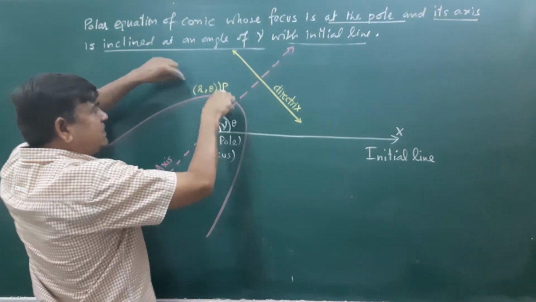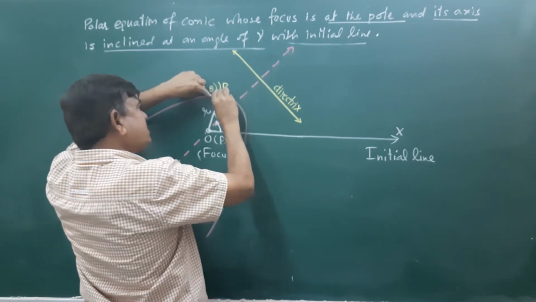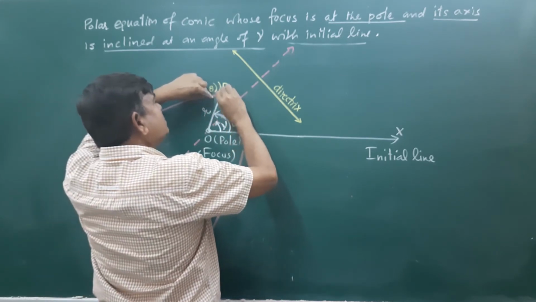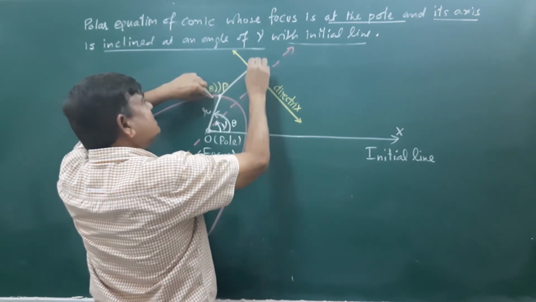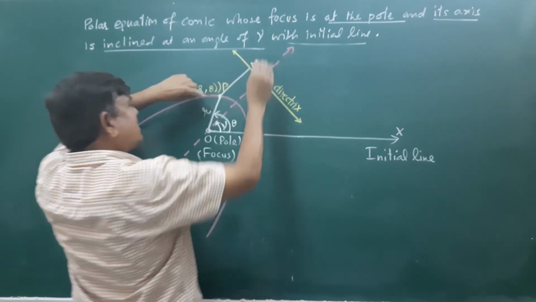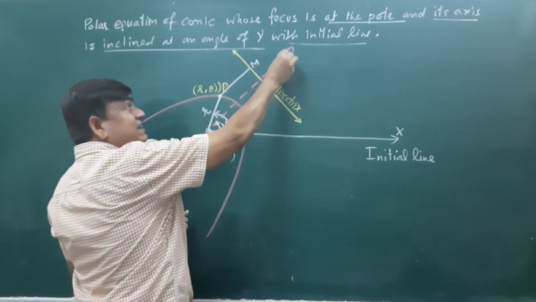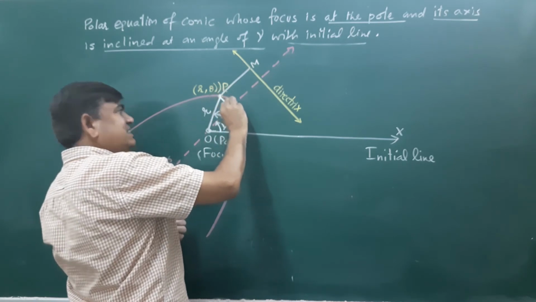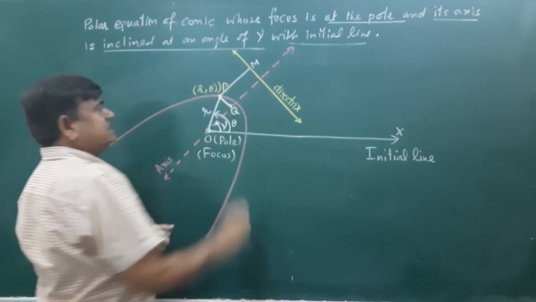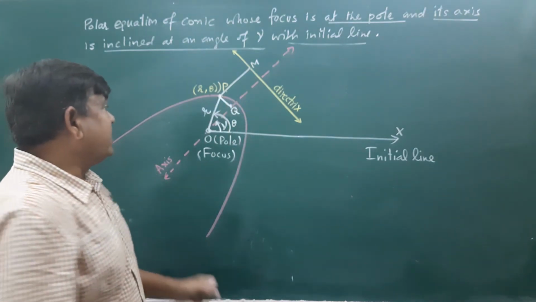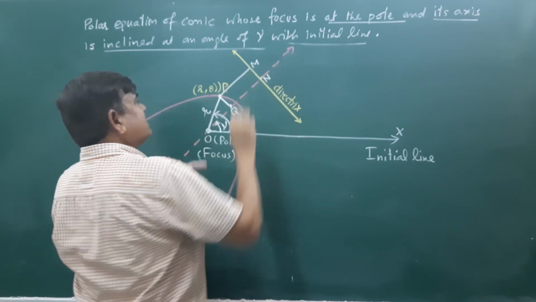Now the distance of P from the focus is R. Now we draw the perpendicular from P to this direction. So here it is. And the perpendicular from P on the axis, here it is. This point is here, and this is O, this is N.